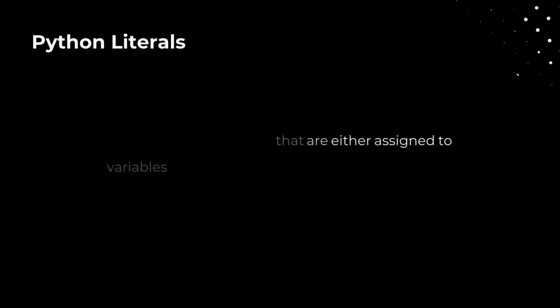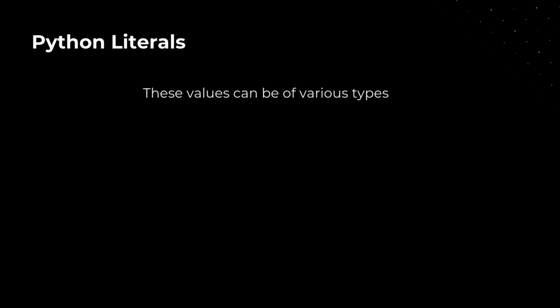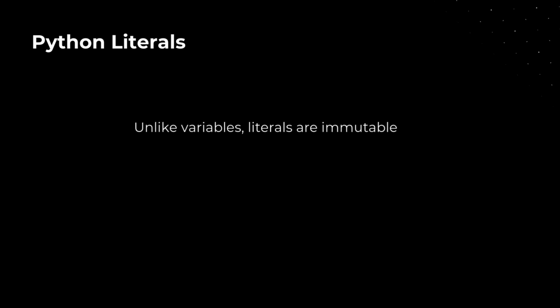Python literals. In Python, literals are constant values that are either assigned to variables or used directly within expressions. These values can be of various types, including numbers, strings, booleans, collections, or special identifiers. Unlike variables, literals are immutable, meaning their values cannot be altered once they are defined.